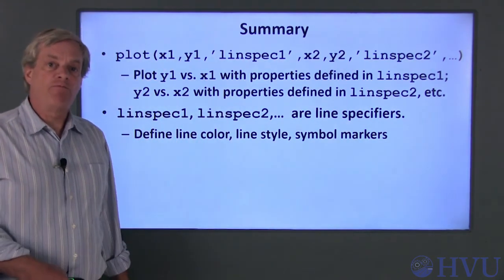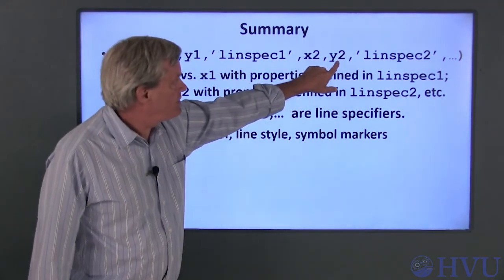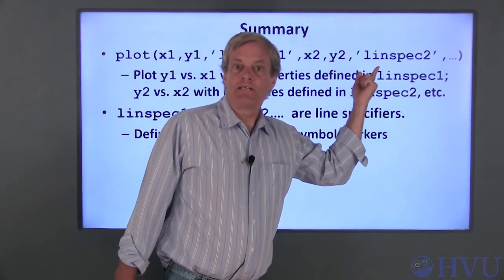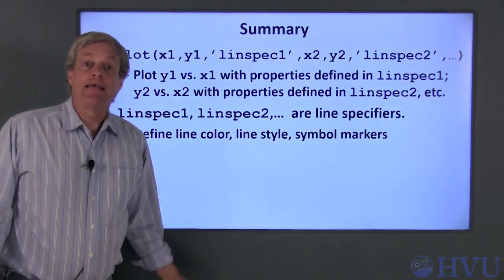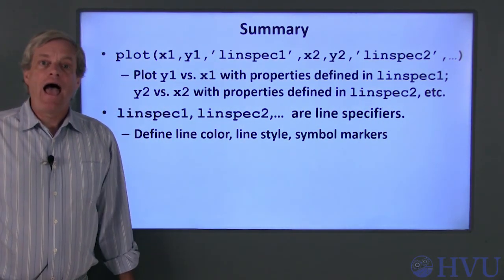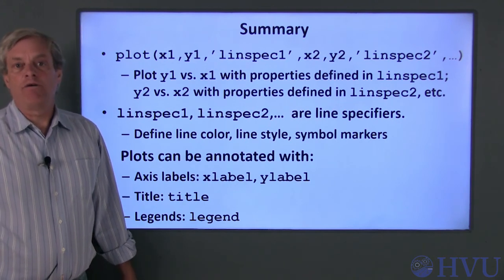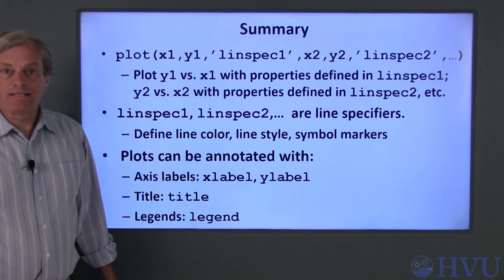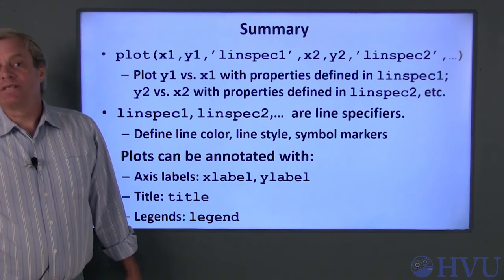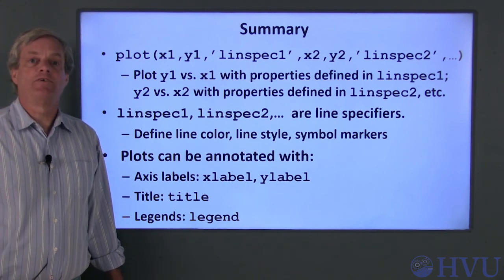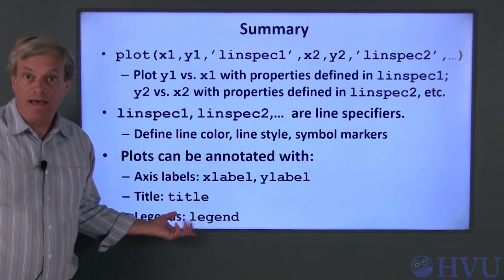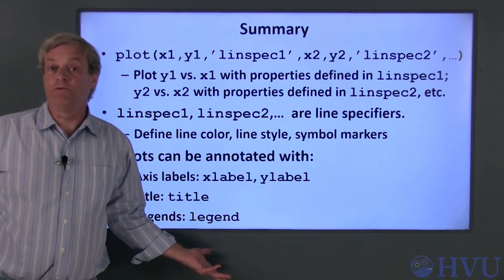Then, on the same figure, I plot the data in y2 as a function of the data in x2 using the line styles specified in line spec 2. I can do this for as many data sets as I want to put on the figure. After I've created the basic plot with the plot command, I can label axes using the xlabel and ylabel commands and add a title using the title command. Finally, if there's more than one data set on the plot, I'll probably want to use the legend command to describe the different data points being presented.